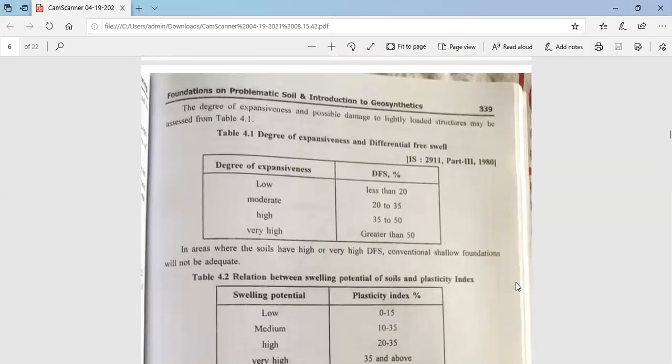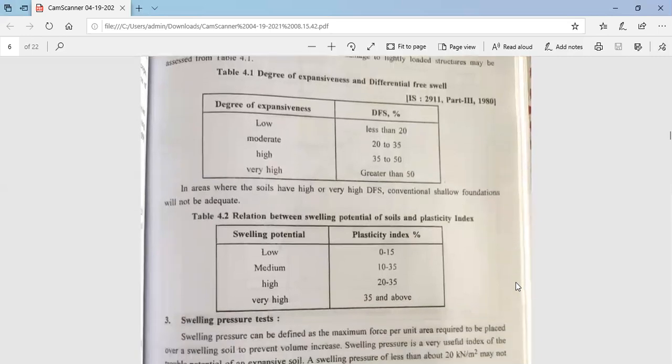which gives the degree of expansiveness and differential free swell. Depending on the degree of expansiveness, the DFS percentage changes. For low degree, DFS is less than 20%. For moderate, it's 20 to 30%. For high, it's 35 to 50%. And in very high degree, DFS is greater than 50%.